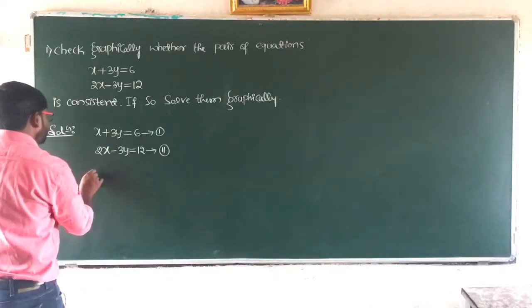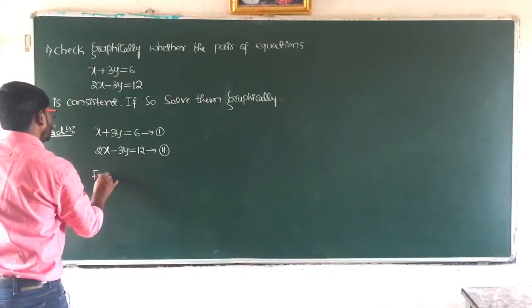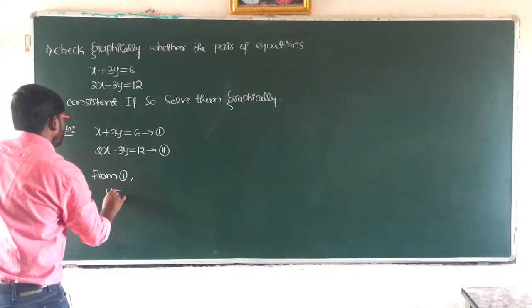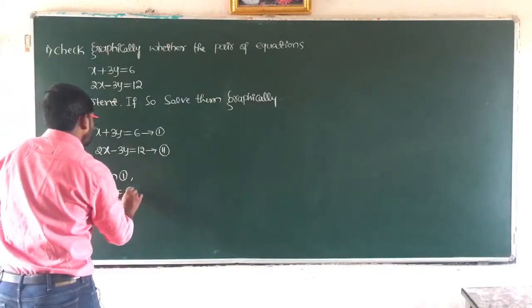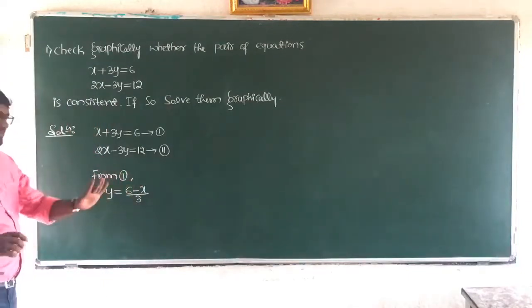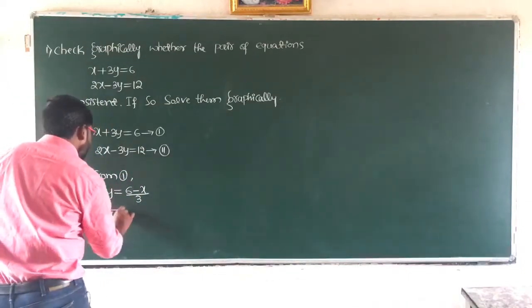So from equation 1, y which is equal to 6 minus x divided by 3. So for this we have to write the table.